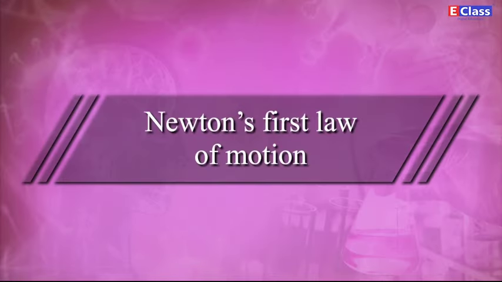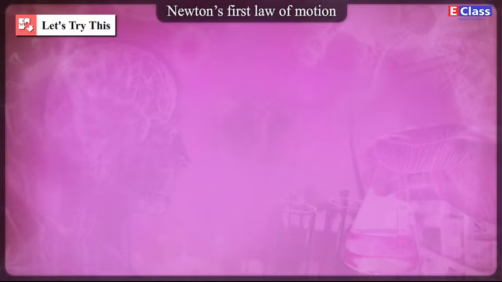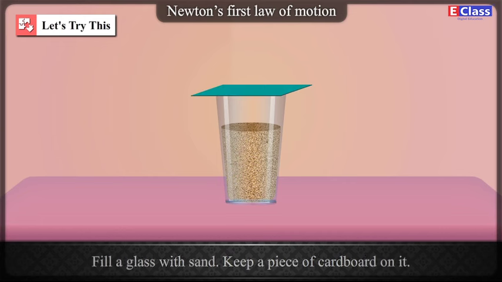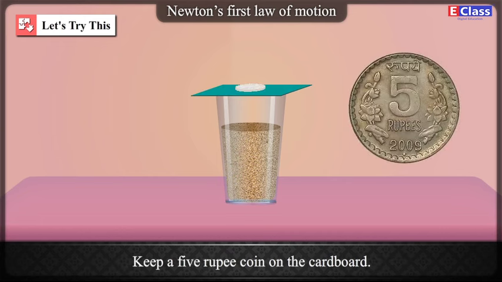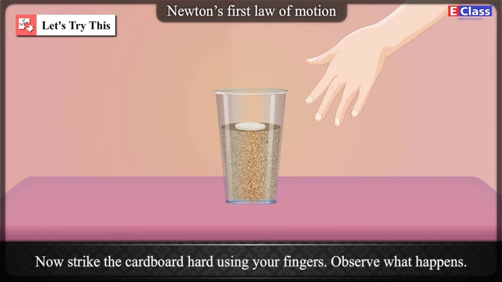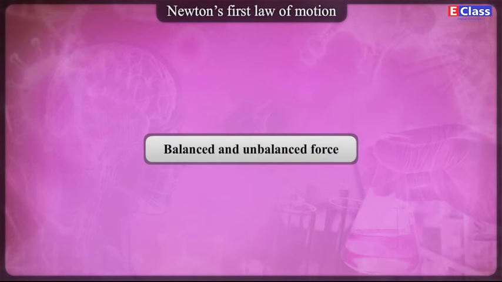Newton's first law of motion. Let's try this. Fill a glass with sand. Keep a piece of cardboard on it. Keep a 5 rupee coin on the cardboard. Now, strike the cardboard hard using your fingers. Observe what happens. Balanced and unbalanced force.